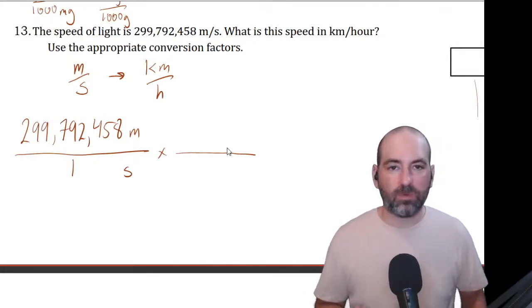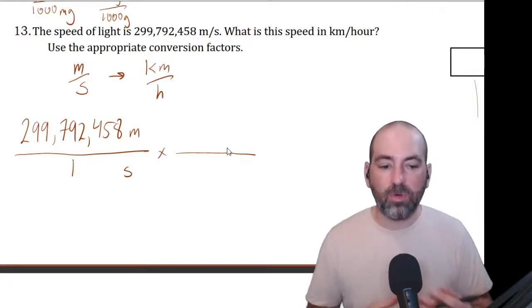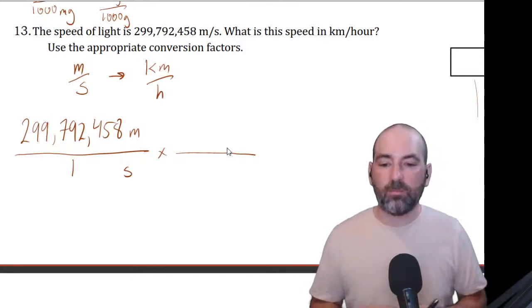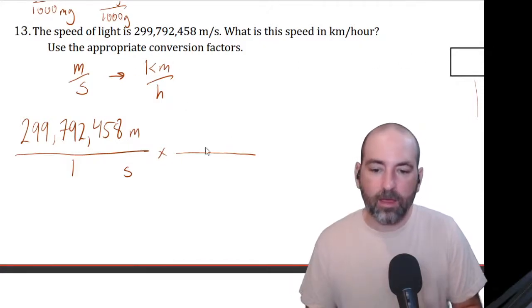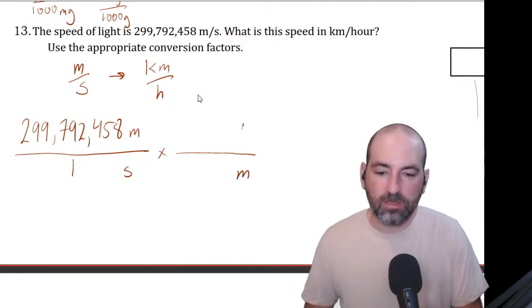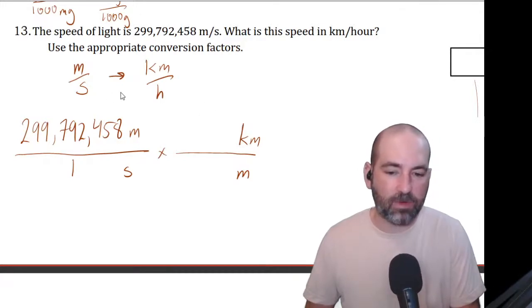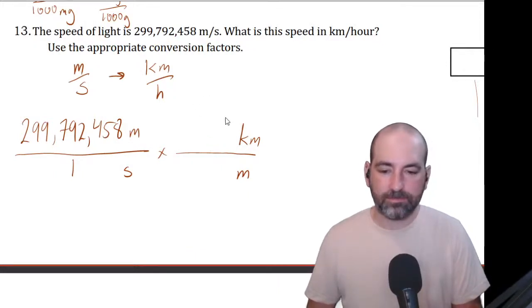hours. It doesn't matter which one we do in which order because we can multiply in whatever order we want to. But we do have to do those separately. There's no single factor that can convert both of those at the same time, at least not that we know right now. But we do know how to convert meters to kilometers. So we make a factor that converts from meters to kilometers, and we want to make sure that kilometers stays on top, and we want to make sure the meter cancels. So the meters are on opposite sides of the fraction, and the kilometers stay on top.